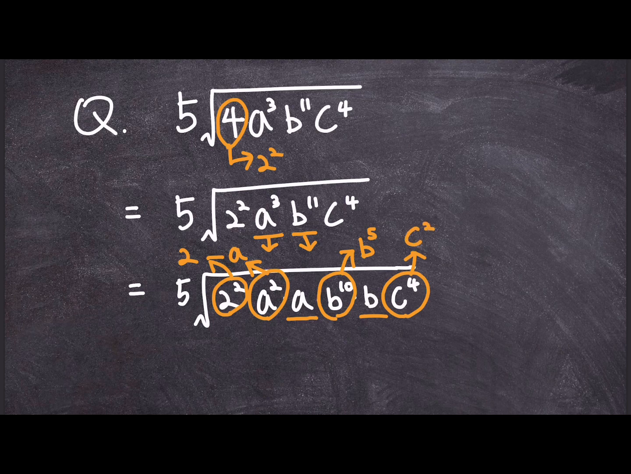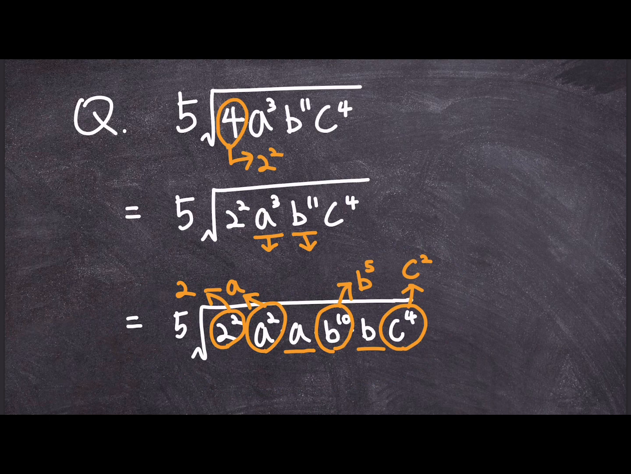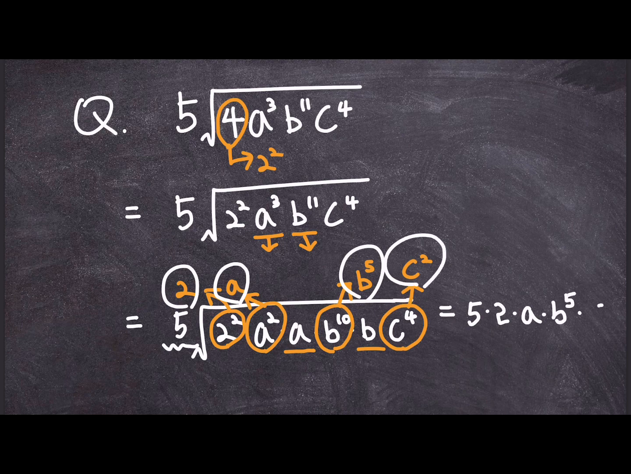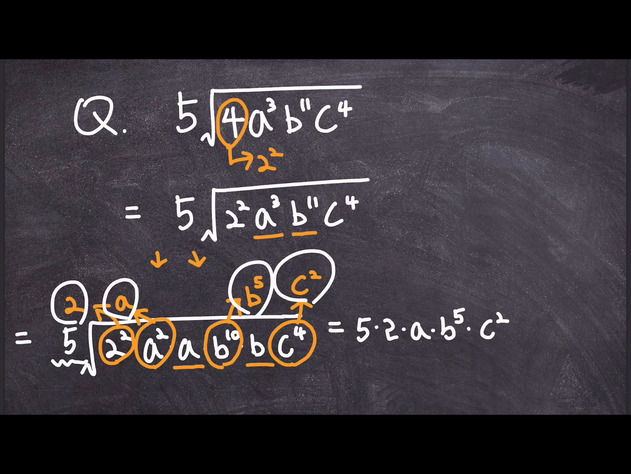Okay, so let's go ahead and rewrite the expression. Don't miss 5 here. Times 2 times a times b to the 5 times c squared. I'm running out of space. Okay. And then I'm going to draw a square root and write all the expressions that get to stay in the square root sign, and that's a and b.